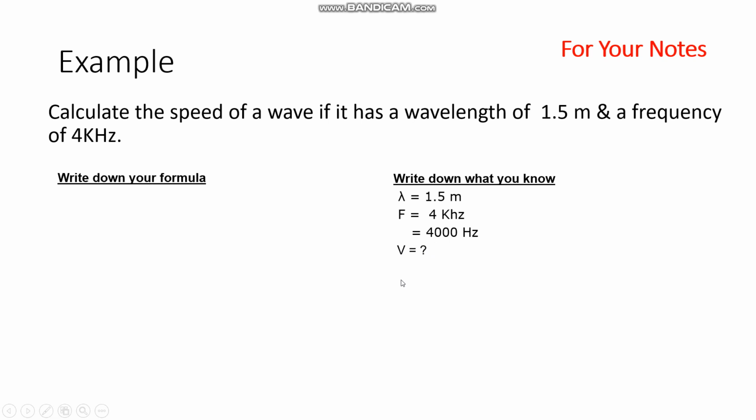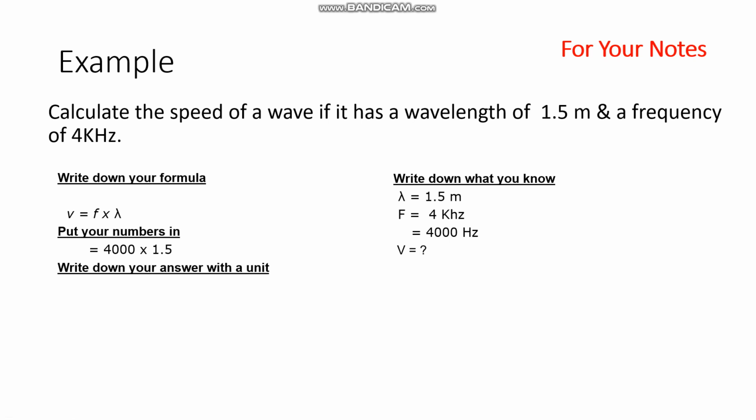Okay, so on the left hand side, write down the formula that you're going to use, which should be quite easy today because we're only talking about one formula. V equals f lambda, wave speed equals frequency times wavelength. Put in your numbers, 4000 multiplied by 1.5, and then write down your answer with the appropriate unit. So the answer to that is 6000, and it's wave speed, so it's going to be measured in meters per second.